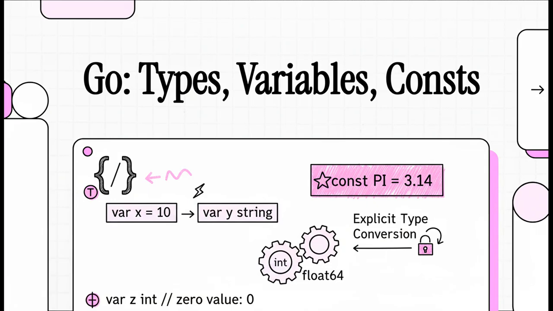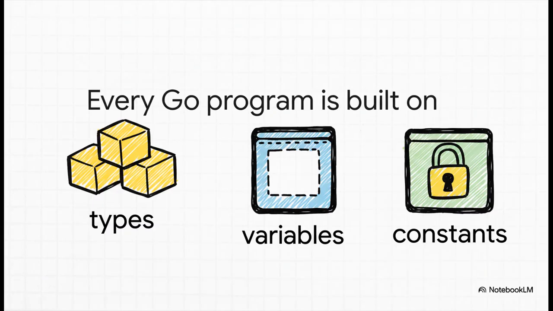All right, so last time we talked about what makes Go, well, Go, what gives it that special sauce. Today, we're going a level deeper. We're getting into the absolute fundamentals, how Go handles its data. Think of it as the DNA of every Go program. This is the stuff that makes your code clear, strong, and predictable. And really, it all comes down to three key building blocks: types, variables, and constants.